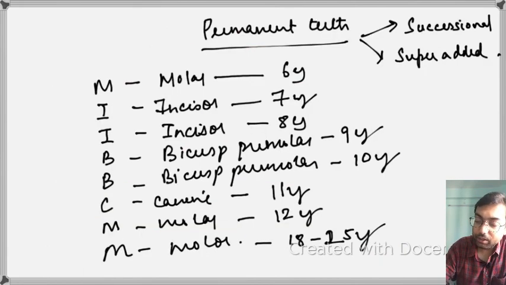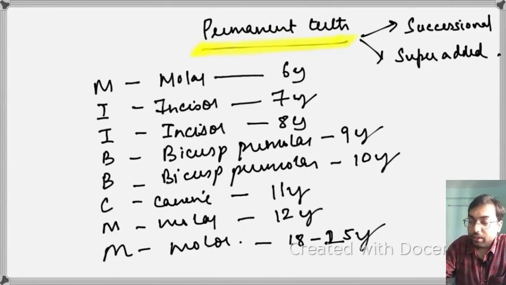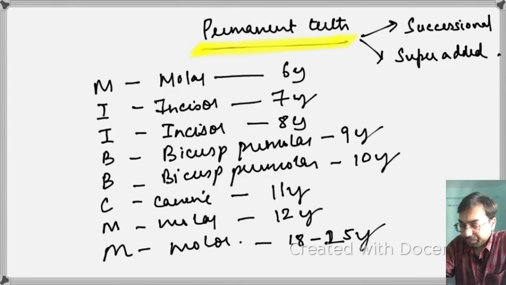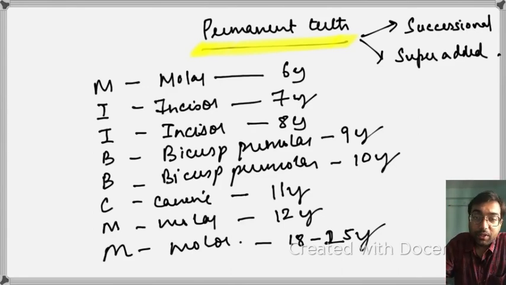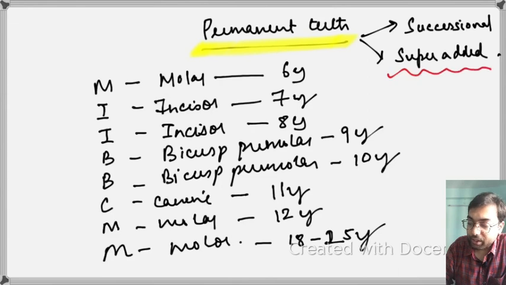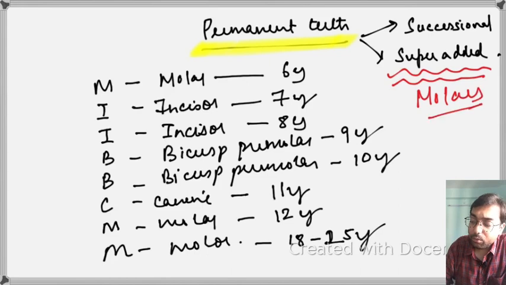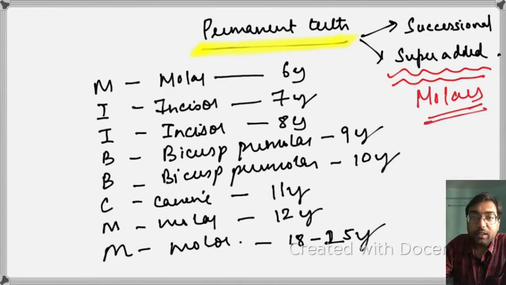Next is permanent teeth. Firstly, you must know what permanent teeth are. Permanent teeth are of two types: successional or superadded. Some teeth are successional and some teeth are superadded. You just have to remember one thing: the superadded teeth are the molars. This is an MCQ. Then, what is the order of eruption?